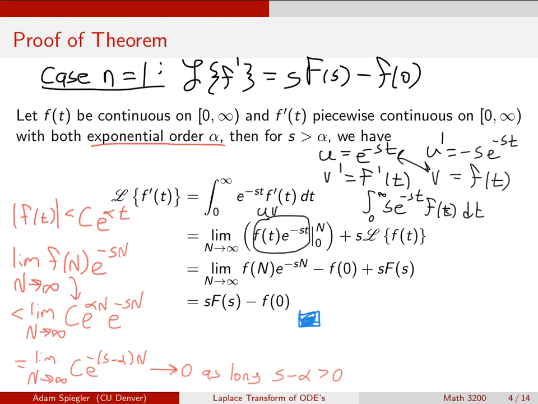So really, there's only two things going on here, and that's we had to use integration by parts to evaluate the integral, and then we had to use the fact that f was of exponential order to show that the limit heads to 0 as long as s is bigger than alpha. So now we've got the case for n equals 1. In the next video, I'm going to wrap up this proof using induction. So we've proven the n equals 1 case. If we assume it's true for n equals k, we'll then prove that it's true for n equals k plus 1.